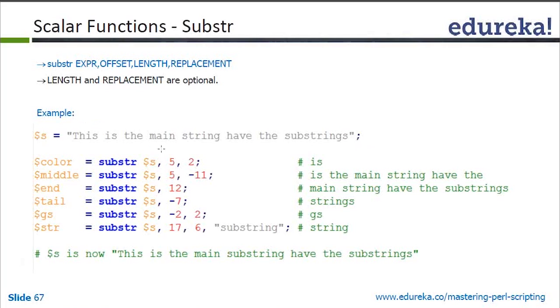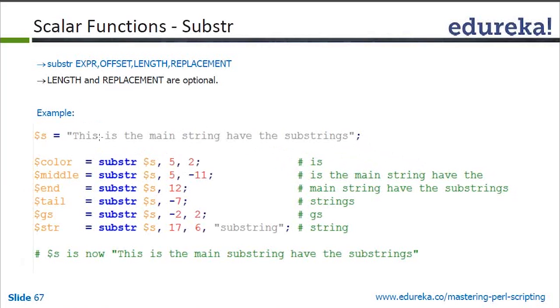So for example, this is the main string which we have: "this is the main string, have the substrings". Okay, so $color equals substr($s, 5, 2). So what we are doing is finding a substring of this entire string, from the 5th location.